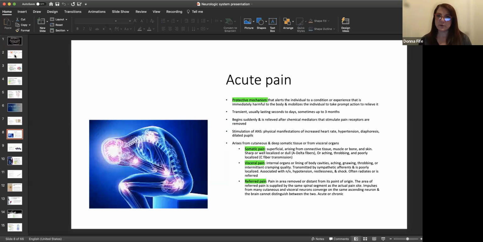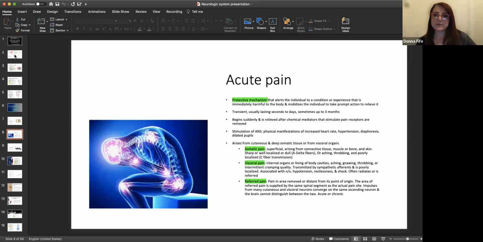Stimulation of the autonomic nervous system occurs, and there can be physical manifestations such as an increased heart rate, hypertension, diaphoresis, and dilated pupils. This arises from cutaneous and deep somatic tissue or from visceral organs. Somatic pain is considered superficial. It arises from connective tissue, muscle or bone, or skin. It is sharp or well localized or dull when the A delta fibers are involved, or it can be aching, throbbing, or poorly localized when there's C fiber transmission.